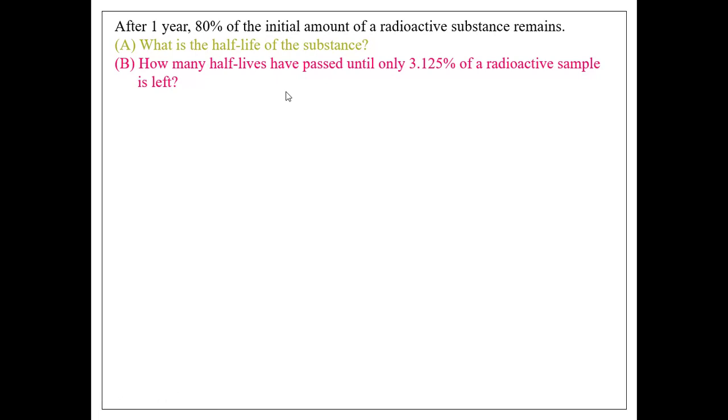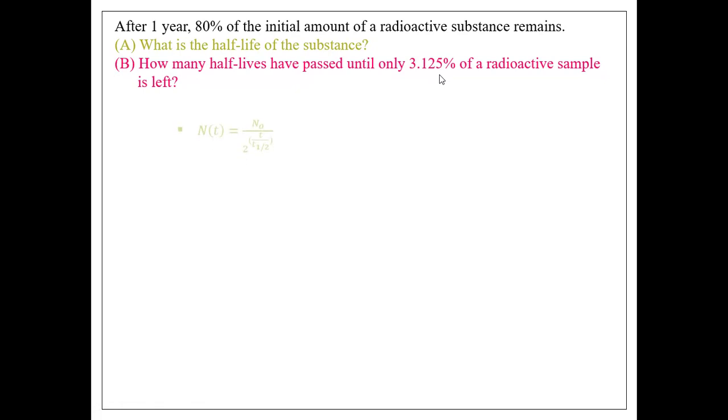Okay, let's do part A. Here it says, what is the half-life of the substance, and part B says, how many half-lives have passed until only about 3.125% of the radioactive sample is left over. Okay, let's do part A.